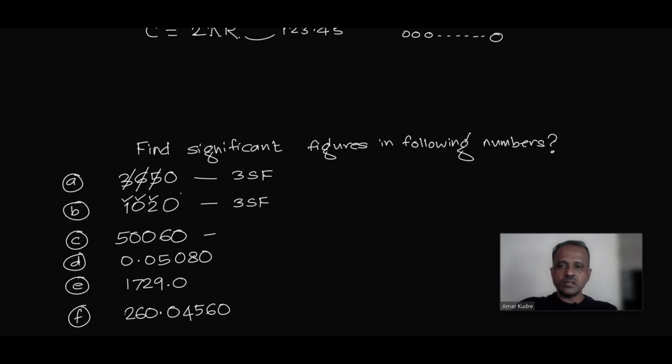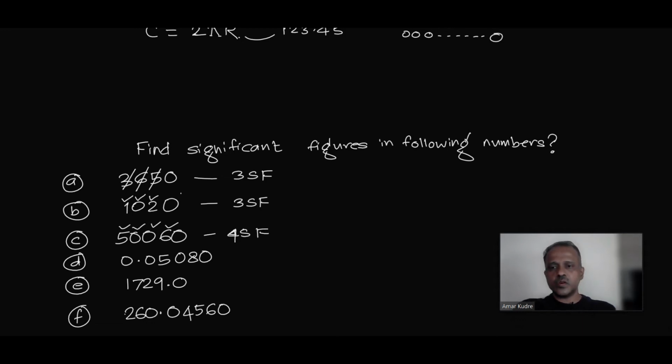Now consider the third example. It is 50060. Again, this is a trailing zero, which need not be considered, whereas the two zeros over here are trapped zeros, which are to be considered significant. So the answer would be 1, 2, 3, 4. This has 4 significant figures.